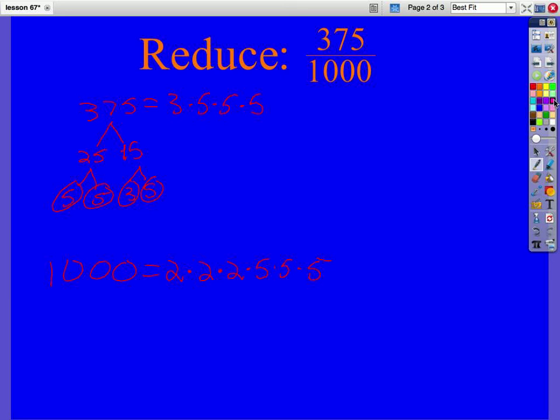Okay, now to reduce. Okay, I'm going to change into a little brighter color here. So I'm going to put my 375 prime factorization on top. On bottom, I'm going to put the prime factorization for 1,000. Now, remember, we're going to reduce by canceling things that are on the top and the bottom. So go to the top, there's a 3 up here, there's no 3's on bottom, so I can't cross anything out or reduce.